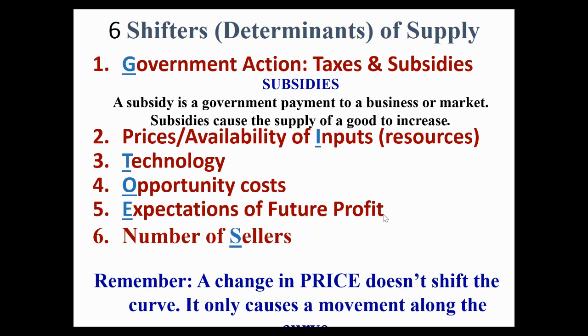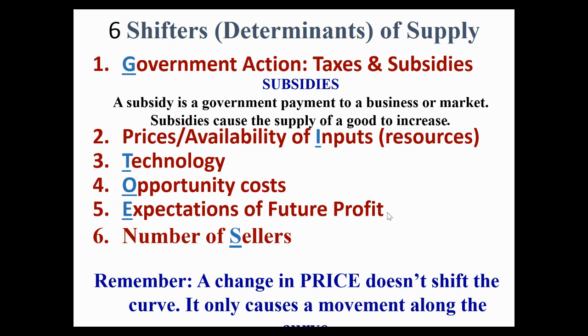Then there's expectations of future profits. Now we had expectations in demand as a determinant of demand, but expectations for consumers was to buy when prices are low. Well, producers are the exact opposite. They want to sell when prices are high. So that is the exact opposite.